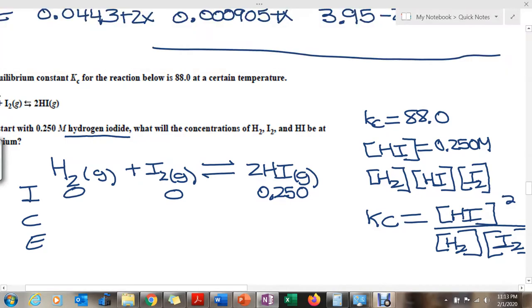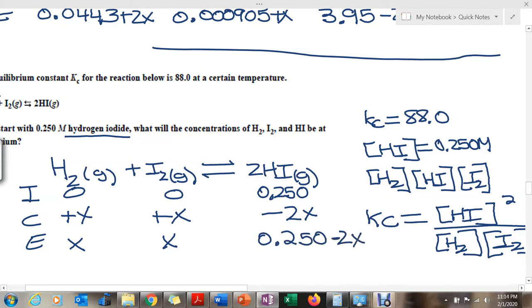So it's going to be minus, you got 2 here, 2x. To the left it's going to be plus x, plus x. So in equilibrium it would be x, x, and 0.250 minus 2x.